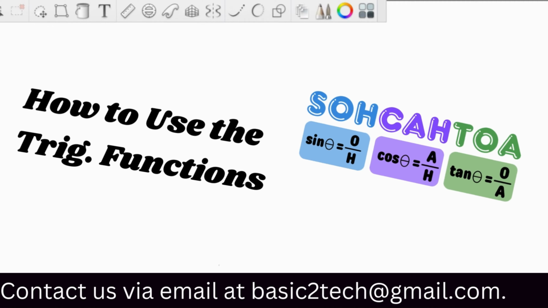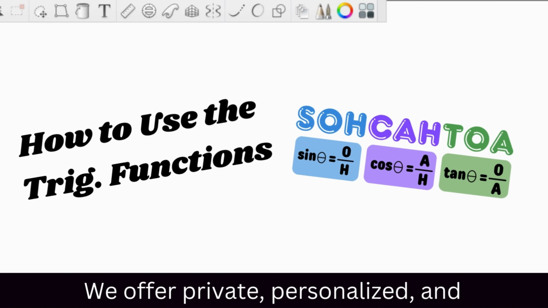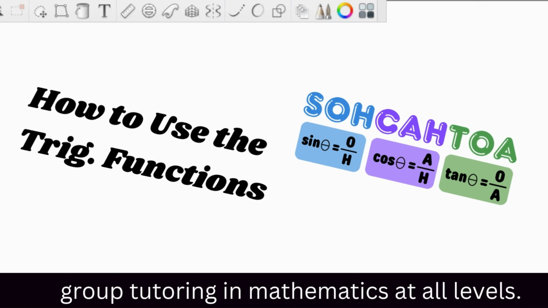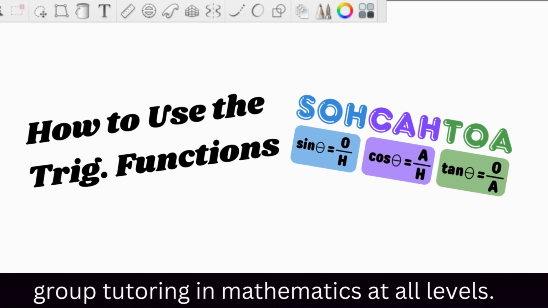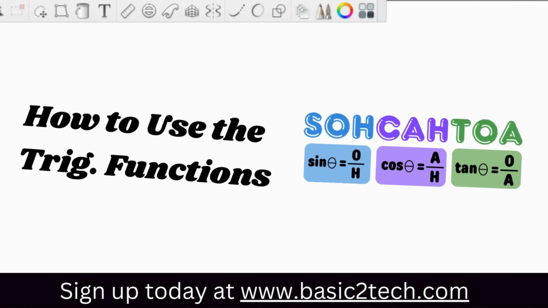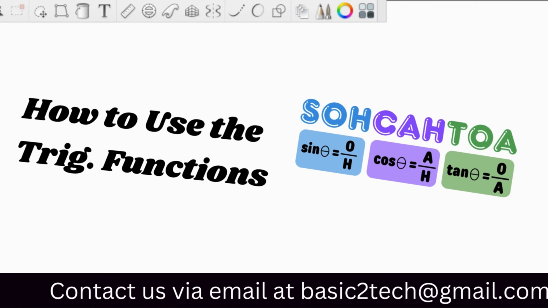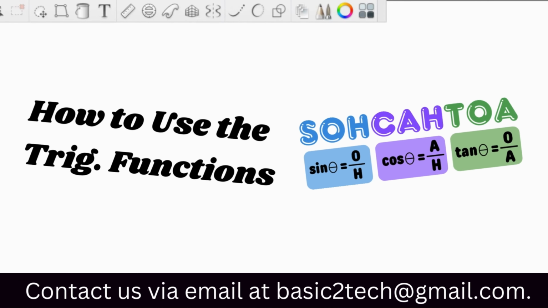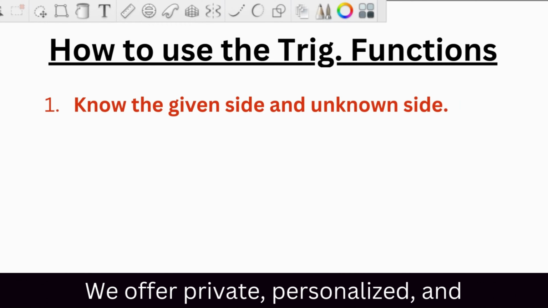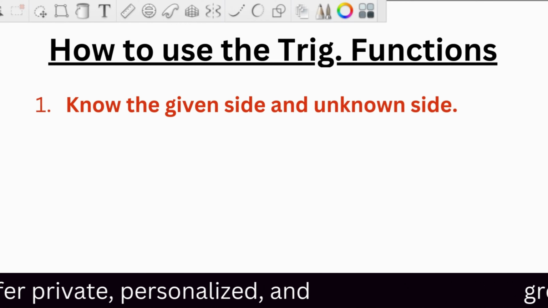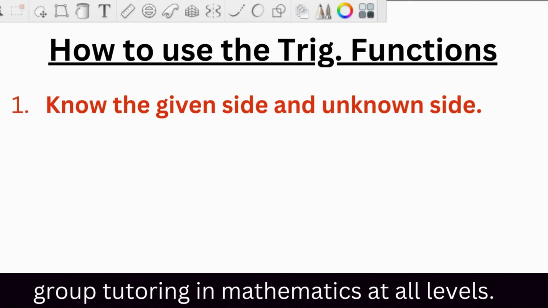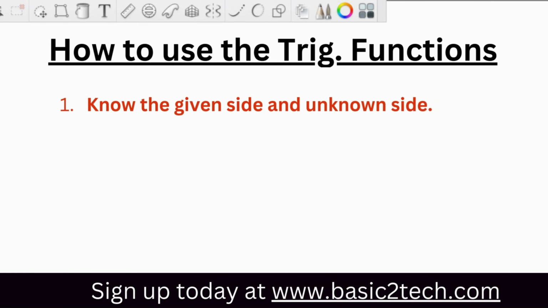If we are given the length of one side of a triangle and the value of one angle, we can set up equations using trig functions to help us find the length of the other side. The steps are: number 1, you must know the given side and the unknown side. I repeat, you know the given side and the unknown side.